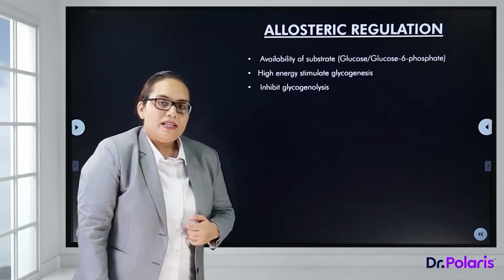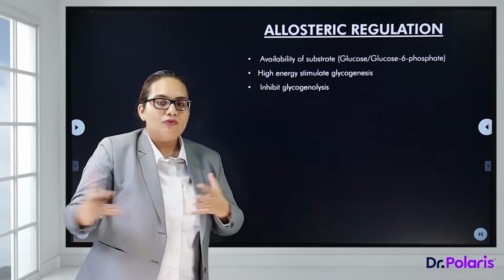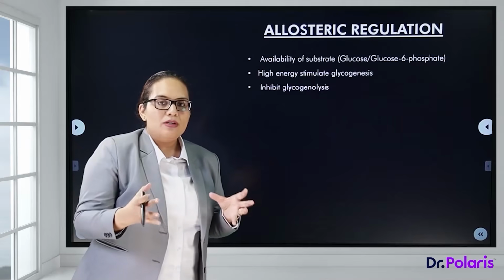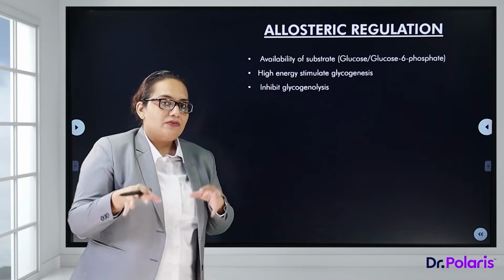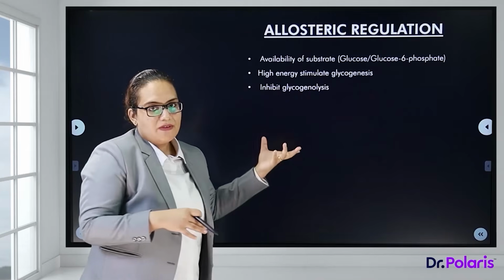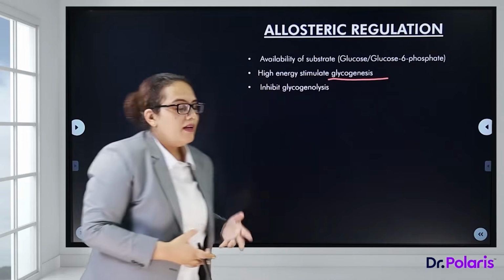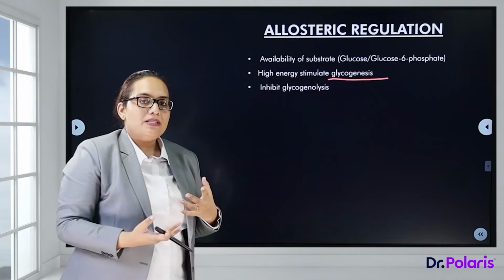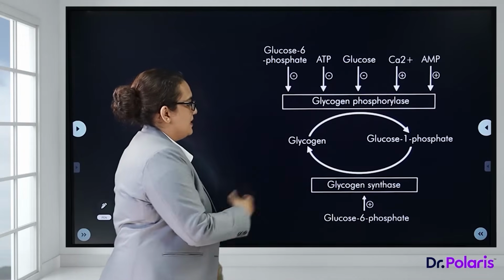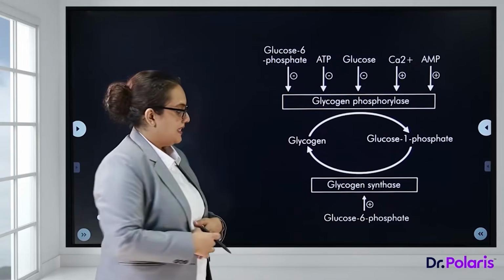The next one is allosteric regulation. So, according to that, the availability of substrates to form glycogen, it could be either glucose or glucose 6-phosphate. These are two substrates utilized, and the presence of energy. If you have high energy and presence of substrate, glycogenesis gets stimulated, that is formation of glycogen, whereas the reverse happens with glycogenolysis. Let's have a look at the diagram. So this again is the same thing. We have glycogen synthase and glycogen phosphorylase, the two key enzymes.